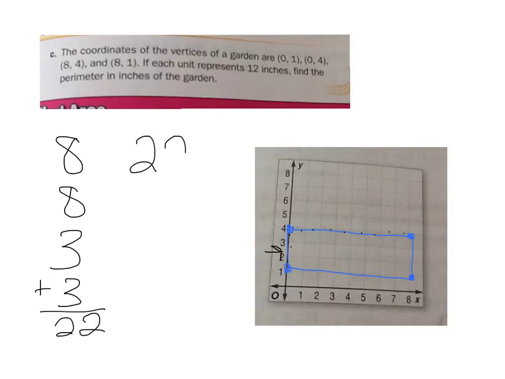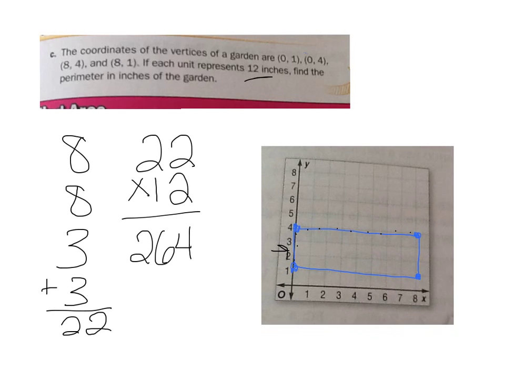My last step, and don't forget, is each one unit represents 12 inches. So I have to take that total times 12. And I am left with 264. And it's perimeter, so I just need to have inches.